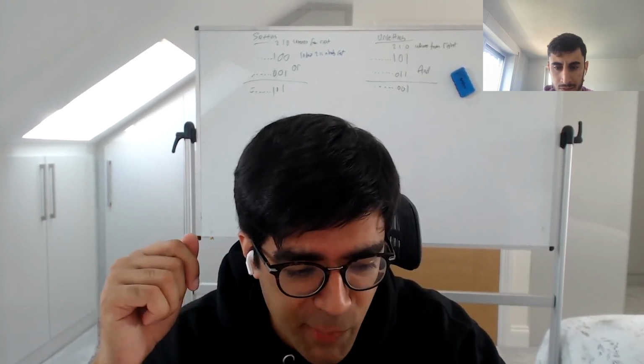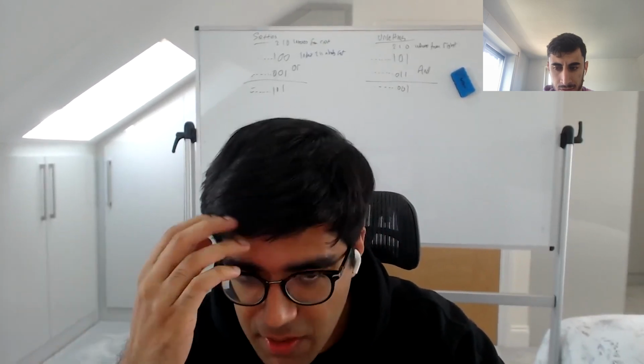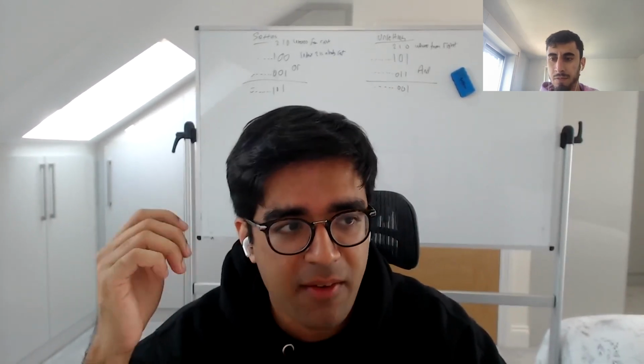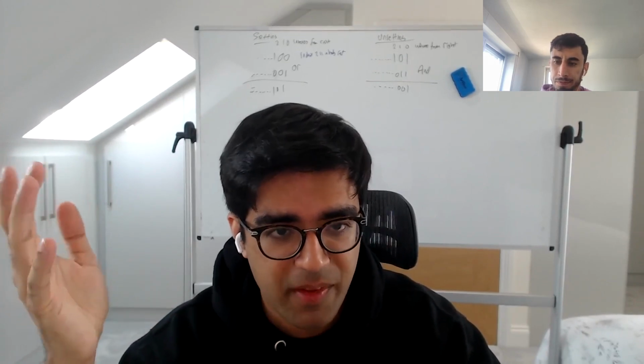Another way of looking at it is other vaults. If you take a Yearn vault or something similar, they have another mechanism called slow release.